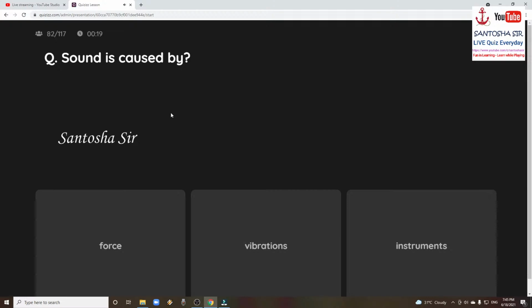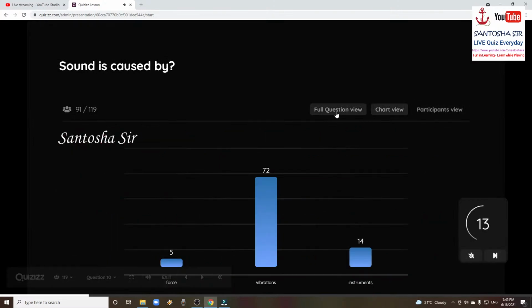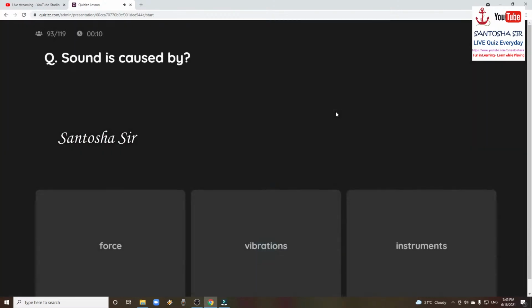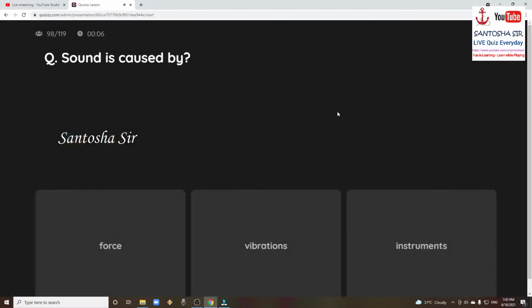Sound is caused by. I'm sure there will be confusion between two. Oh no. No confusion. Force, vibrations, instruments.